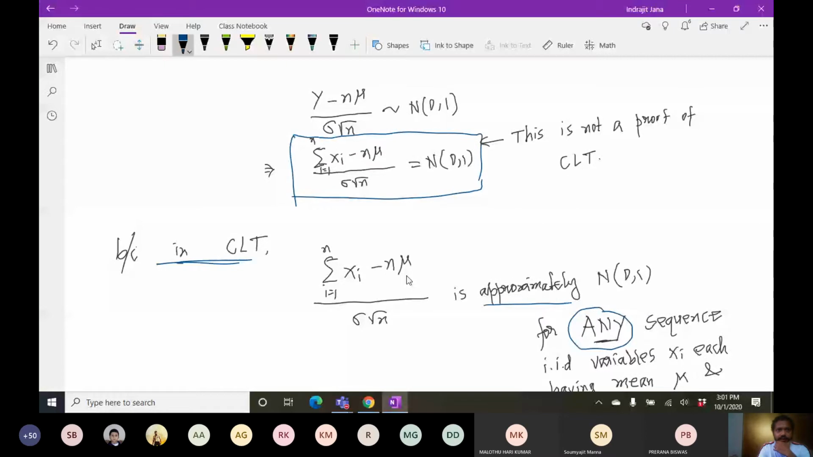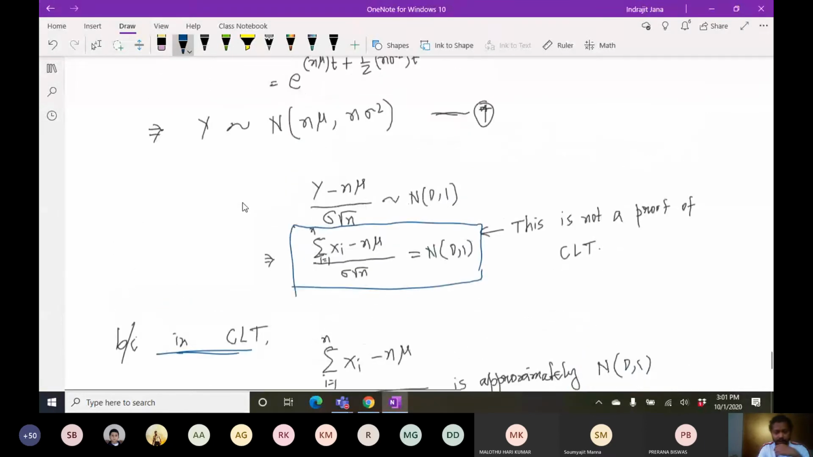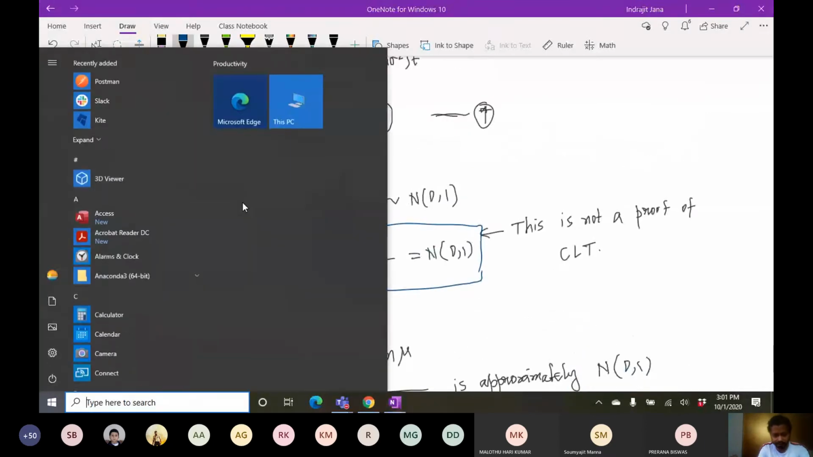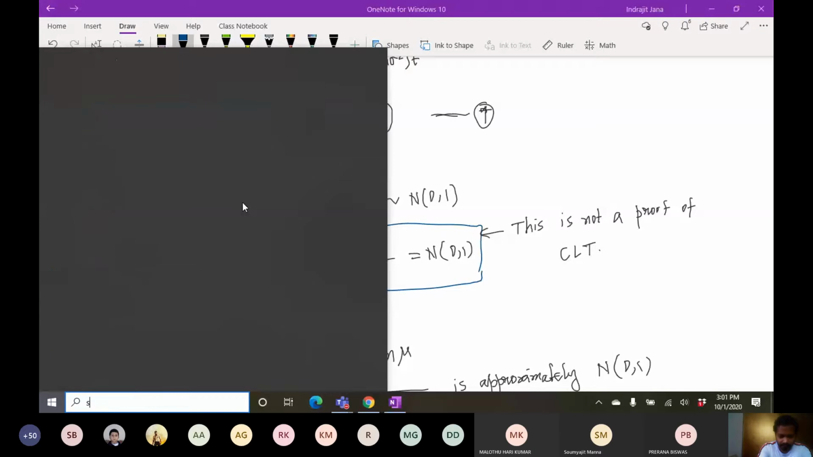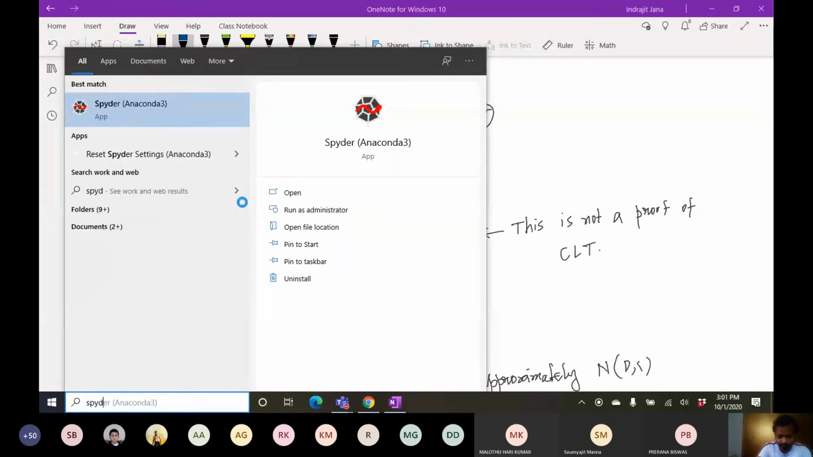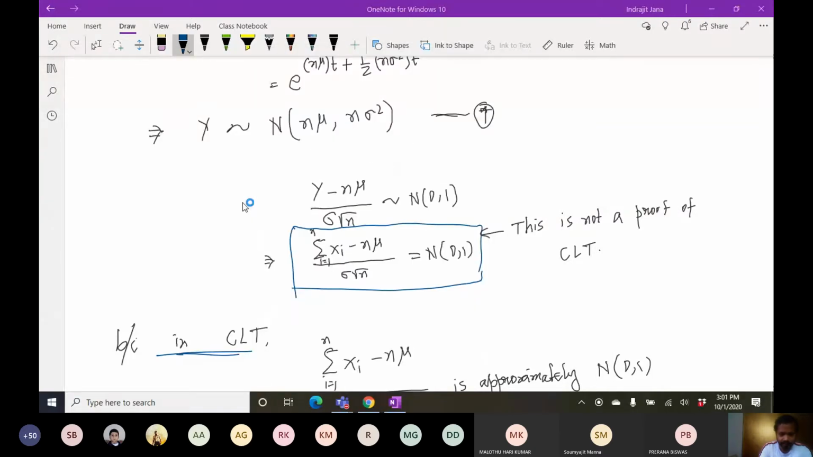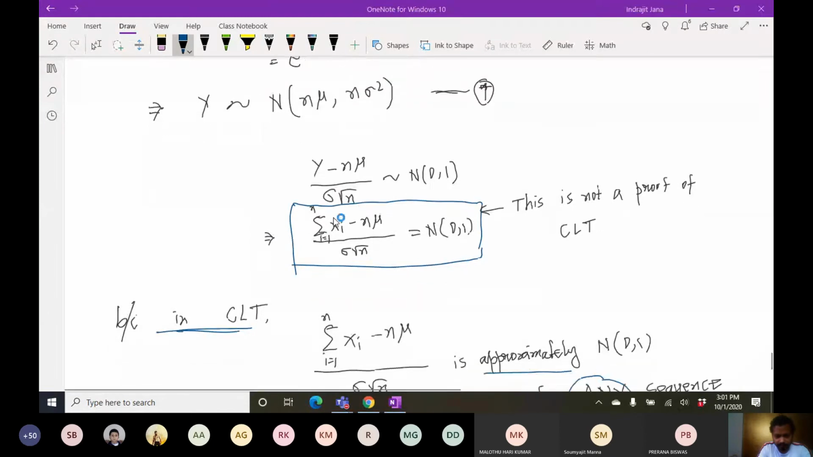So essentially, I think this is all that I wanted to say about the probability section. From next week onwards, I will start the statistics part, and in the remaining time, you may ask me any question, or let me open up my Python program.